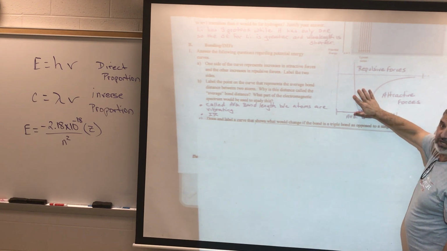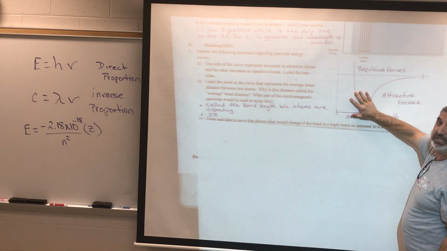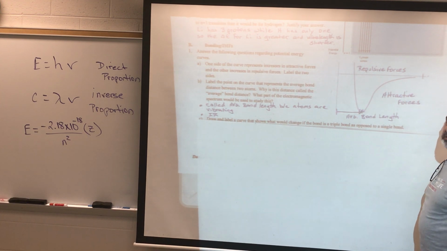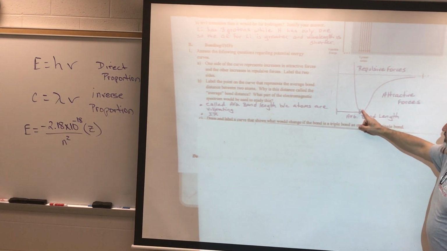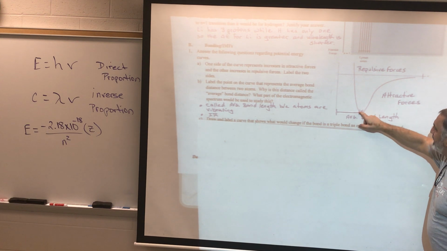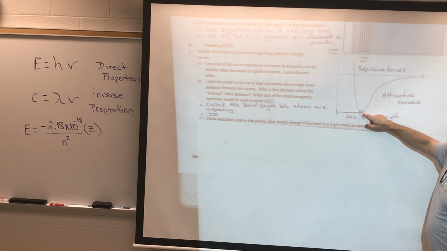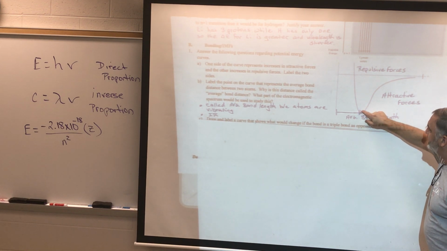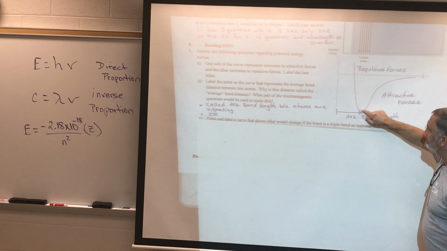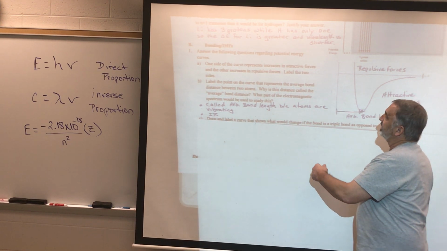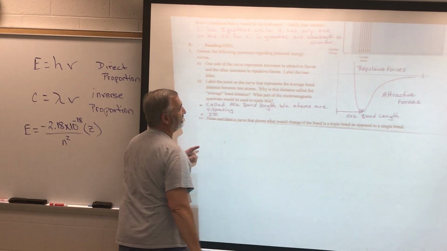That's going to be your average bond length. This graph shows up on the AP test a lot, so you need to be familiar with this. The lowest part is where the bond is going to form, where you have the lowest potential energy. That's the most stable arrangement. It's going to be vibrating back and forth, attractive, repulsive, attractive, repulsive. So this will be your average bond length. It's average because it is vibrating.